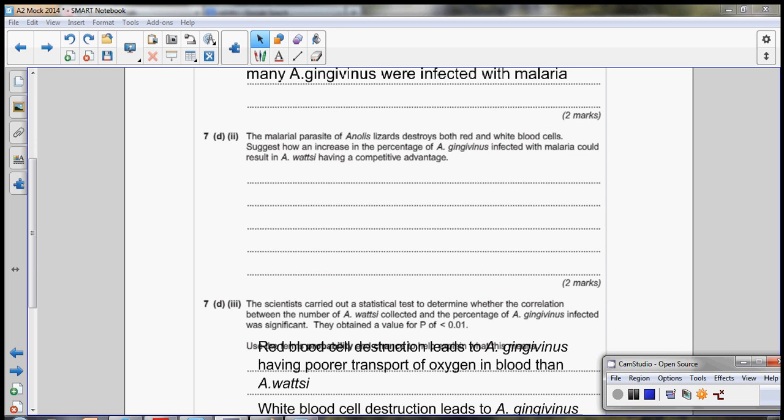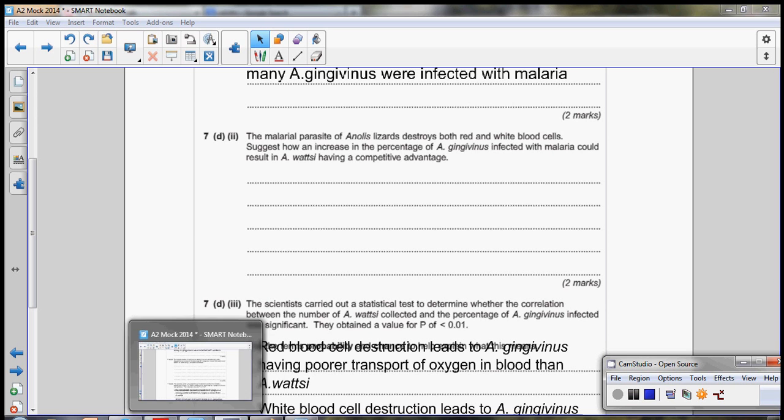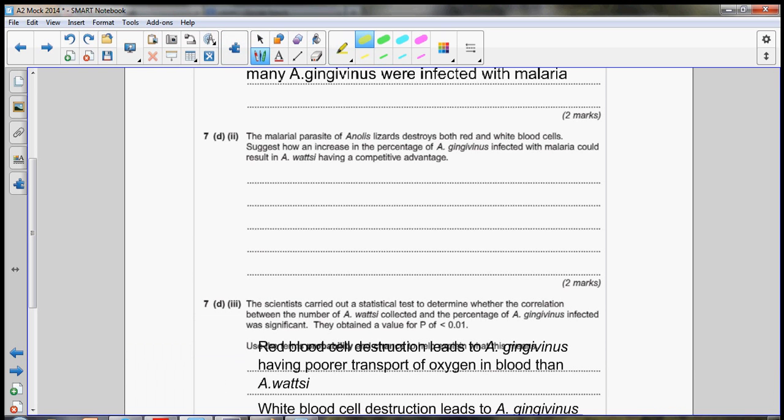We then have another suggest question. As I've said, suggest questions are all about using your common sense and what you've been told to explain what's going on. Now it tells you here that the malarial parasite of these lizards destroys both red and white blood cells. So let's go to my highlighter. We've got red and white blood cells. Now it's a 2-mark question, and you've been given information about two different things, red and white blood cells. So it's a fair bet that the examiners are expecting you to write about the destruction of both red and white blood cells.